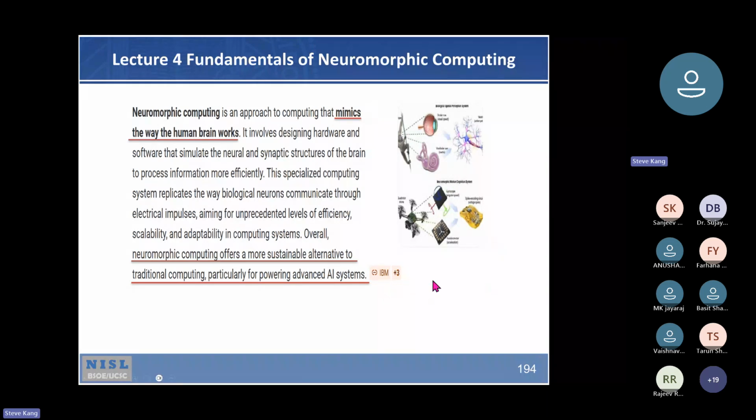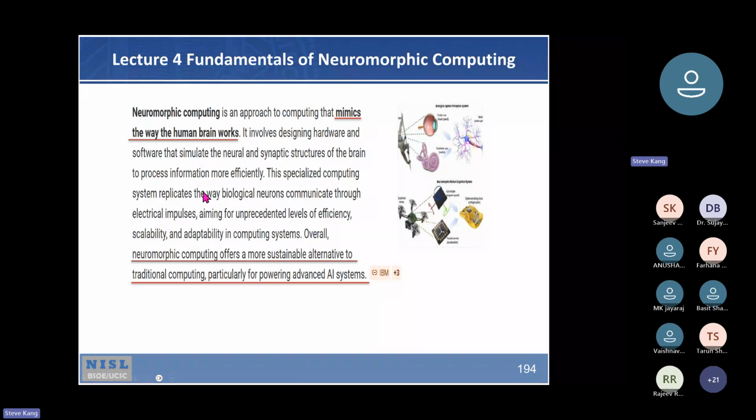In IBM's view, neuromorphic computing is an approach to computing that mimics the way the human brain works. It involves designing hardware and software that simulate neural and synaptic structure. So it's involving neurons and the synapses of the brain to process information more efficiently, especially energy-wise.